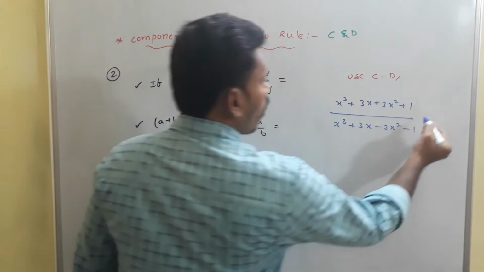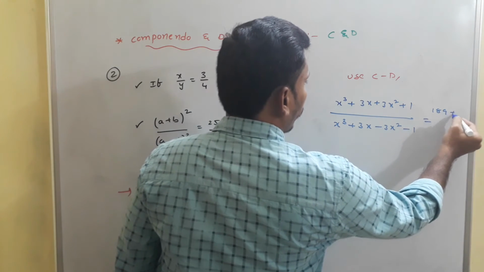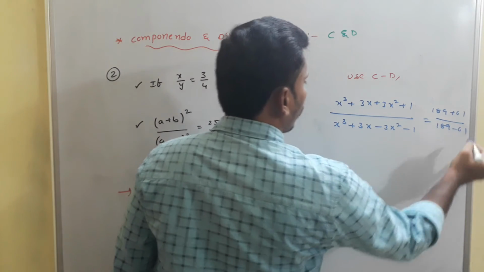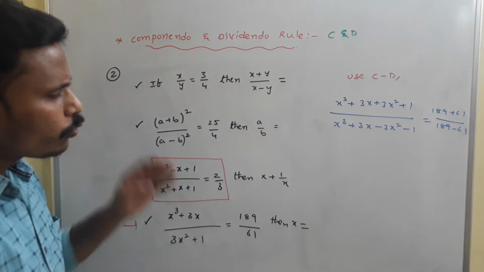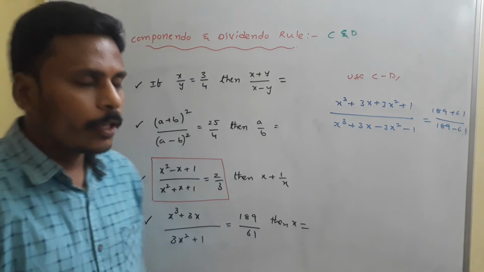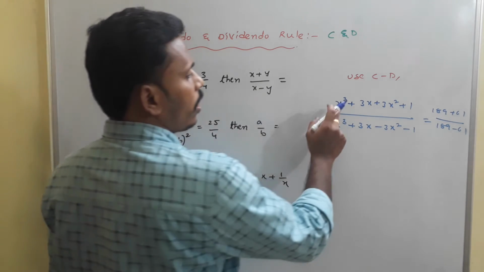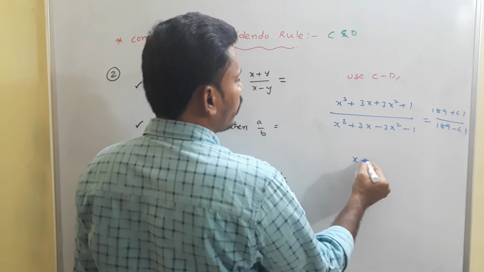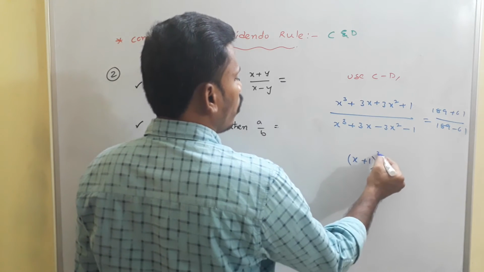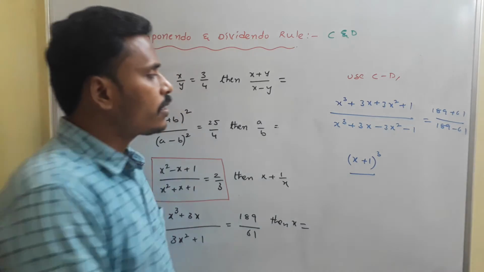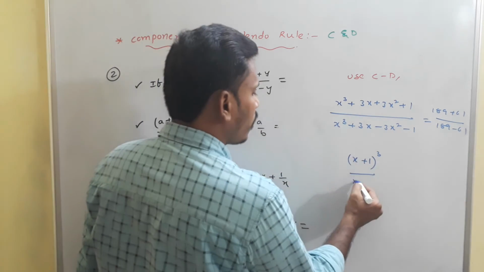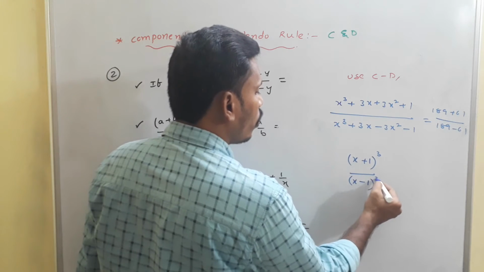Right side, 189 plus 61 divided by 189 minus 61. Now you just observe them carefully. You need to use some identity formulas. x cube plus 3x square plus 3x plus 1 is simply nothing but (x plus 1) whole cube, whereas this x cube minus 3x square plus 3x minus 1 is nothing but (x minus 1) whole cube.